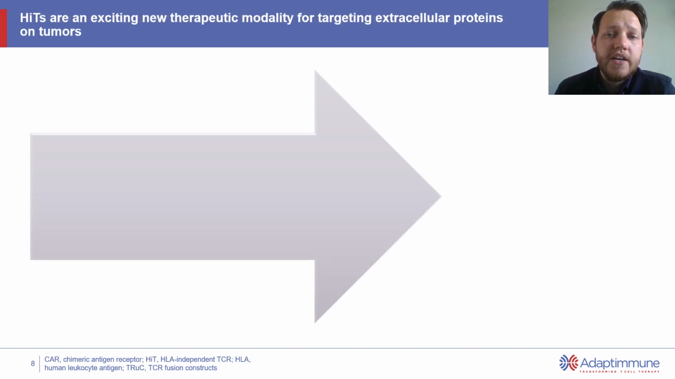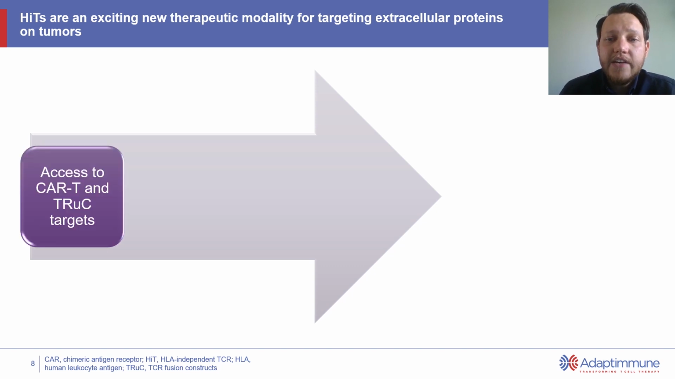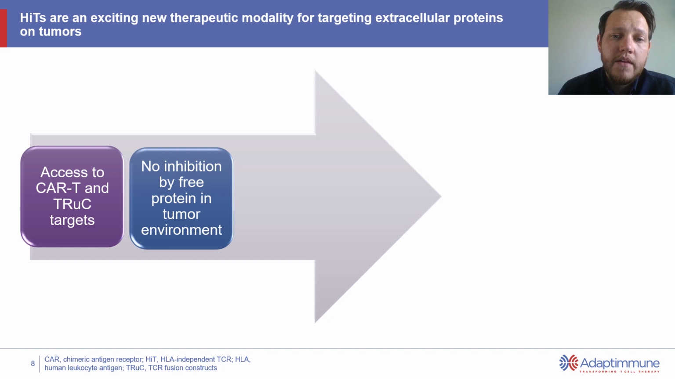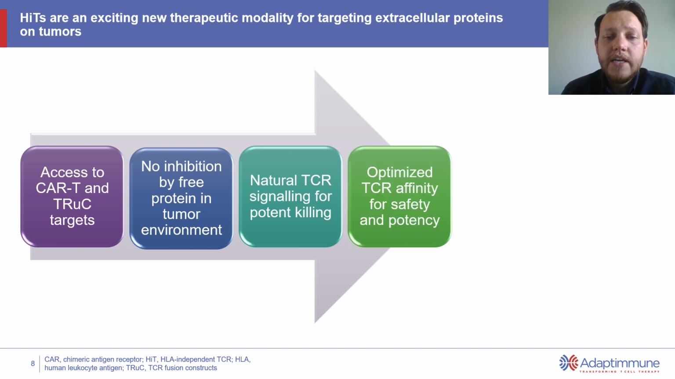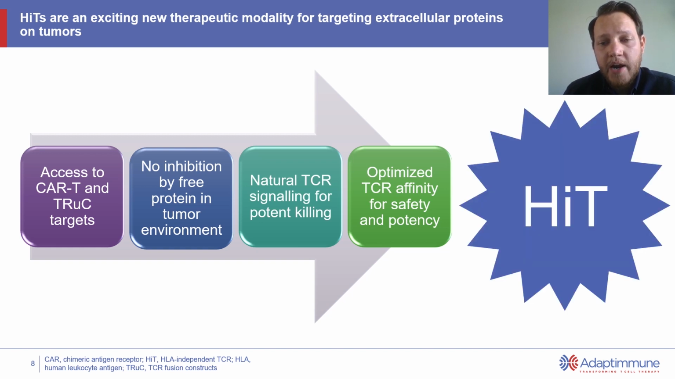We've demonstrated that we can identify and engineer HLA-independent TCRs, which gives us access to CAR and TRuC targets. The lack of inhibition by soluble protein, the fact that HITs use natural T-cell binding and signaling, our ability to engineer and optimize TCR affinity for safety and potency, leads us to believe that HIT T cells are an exciting new therapeutic modality that could be transformative for people with cancer. These proof of concept experiments will form the foundation for preclinical testing for future HIT development.